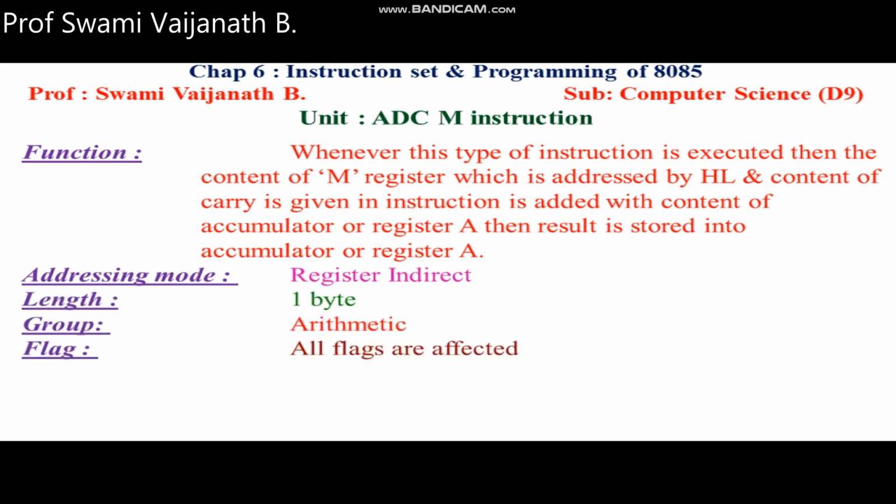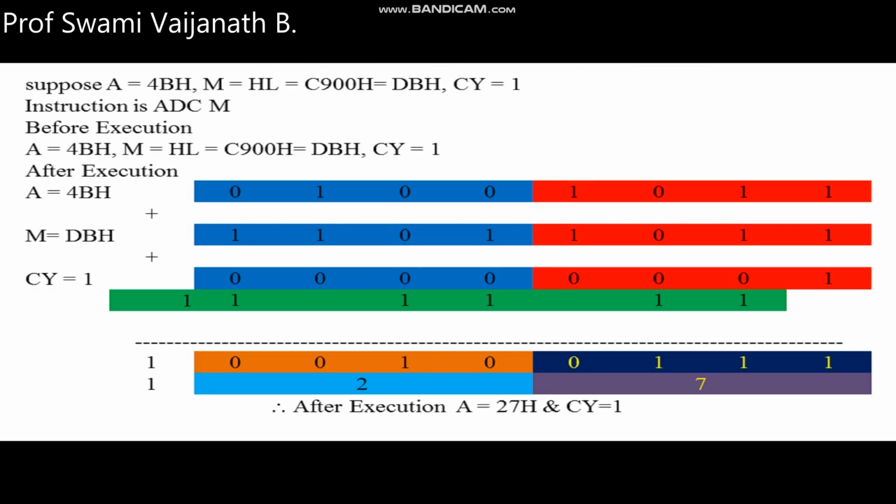Why is it register indirect? Because M register is one operand, that is it points to the HL register pair, so the addressing mode is register indirect. Length for this instruction is 1 byte and the group for this instruction is arithmetical, and all flags are affected by this instruction. Example ADC M.